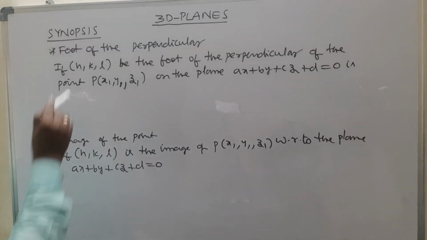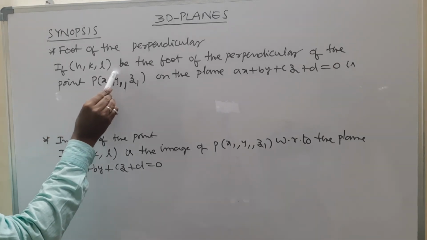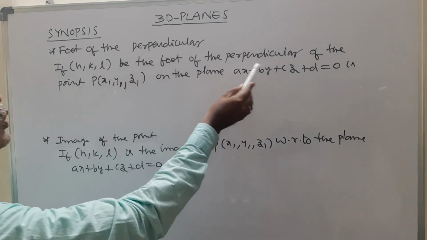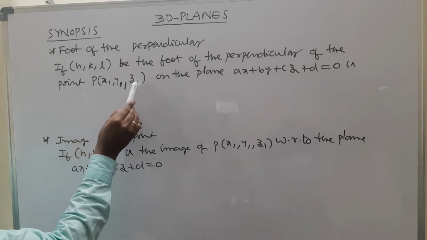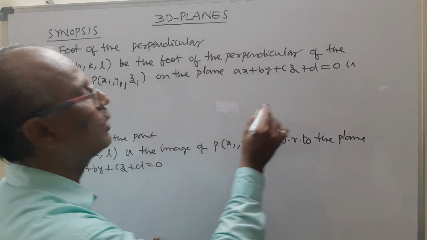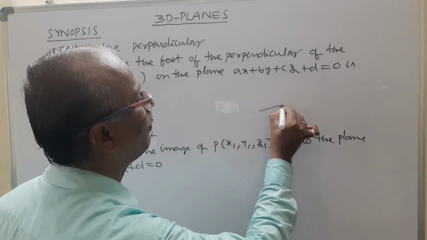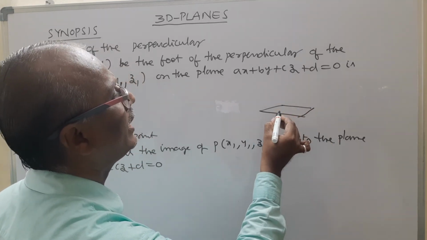Next one, foot of the perpendicular. If h comma k comma l be the foot of the perpendicular of the point P equal to x1 comma y1 comma z1 on the plane ax plus by plus cz plus d equal to 0. This is the plane equation: ax plus by plus cz plus d equal to 0.